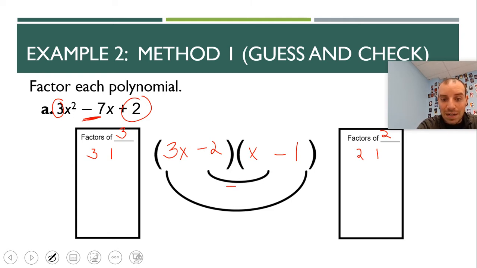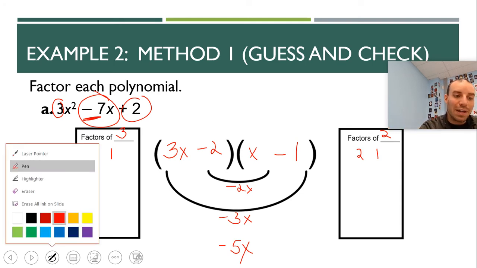Look at what your middle terms add up to here. Negative 2 times x is negative 2x, and 3x times negative 1 is negative 3x. I know it has to add up to a negative 7x. This adds up to a negative 5x, so that is not the correct factored form. When using the guess and check technique, you literally have to guess and check until you get the correct answer.